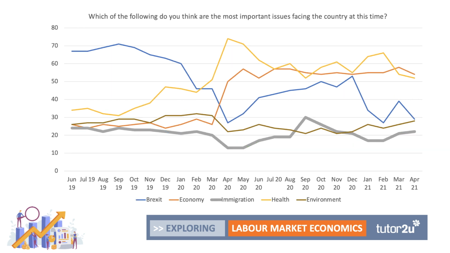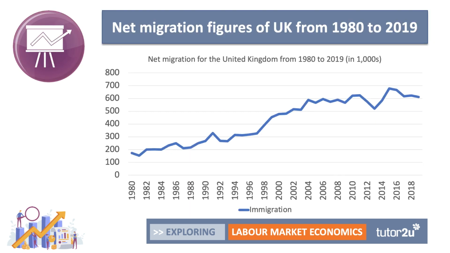And immigration, if I just take out some of the other 14 indicators there, and leave just 5: Brexit, the economy, immigration, which is in that dark grey colour, health and environment. You can see that actually the percentage of people citing it as an important issue has been relatively stable, certainly in the last few years, at about 25-30%. It was a bigger issue if we go back 5 years to the Brexit referendum in 2016.